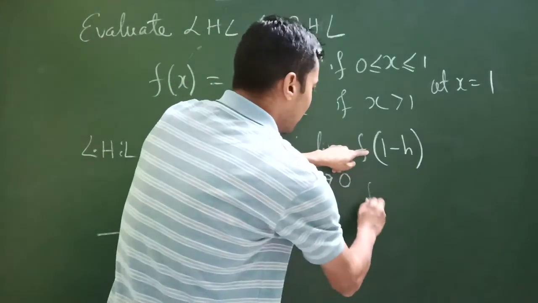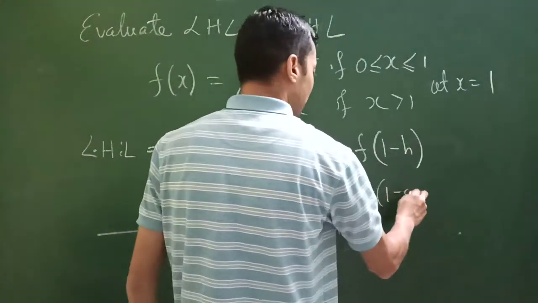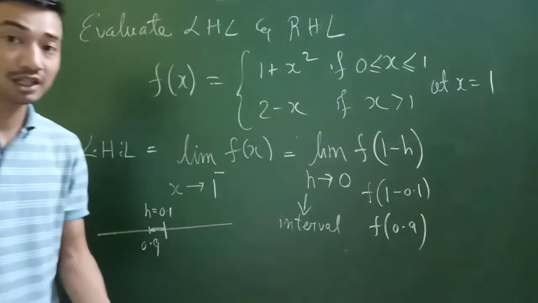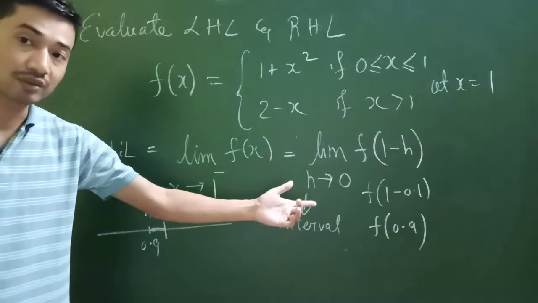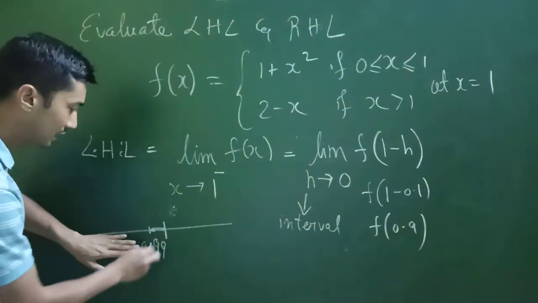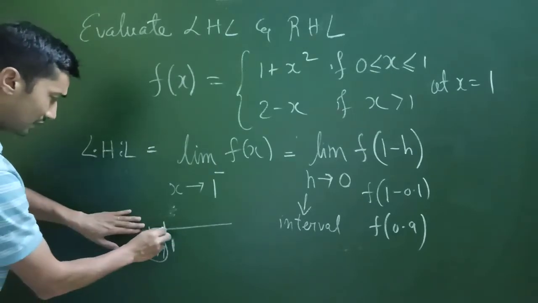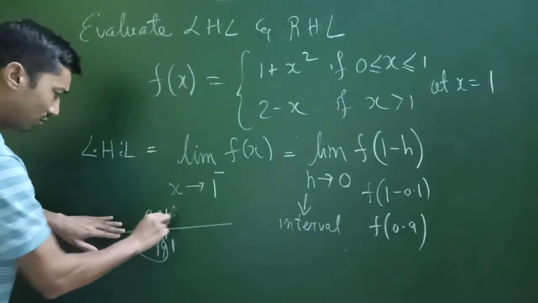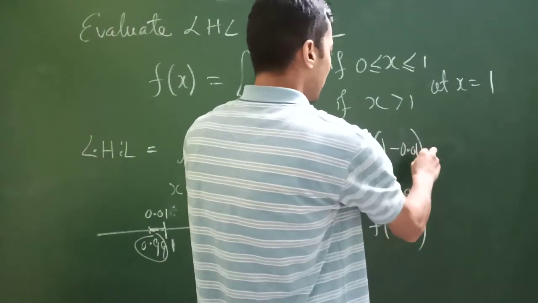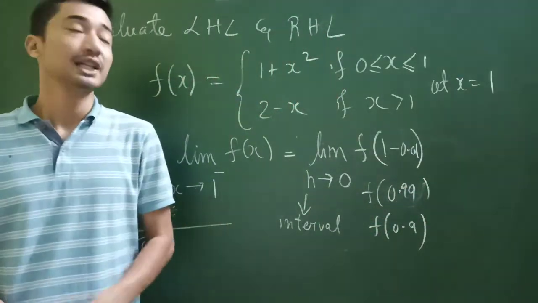So h is very small. If h is 0.1, then 1 minus 0.1 is like checking at 0.9, isn't it? That means it's the same as checking f of 0.9. Similarly, maybe closer values like 0.99. This is 1, so this is 0.99. What is the interval here now? 0.01. So h is 0.01, so our value is 0.99.